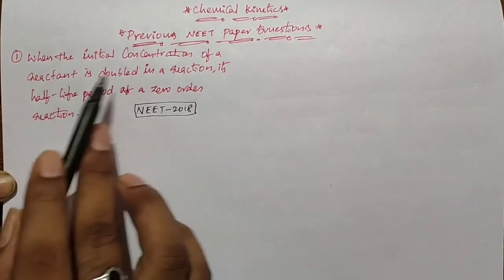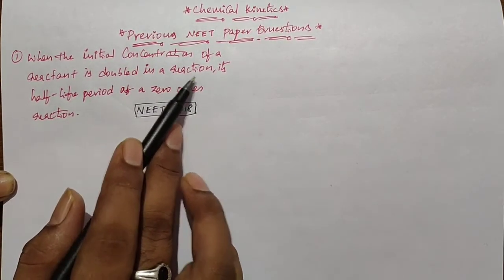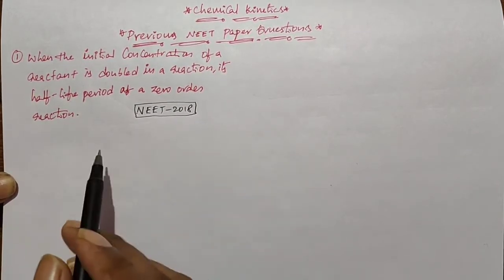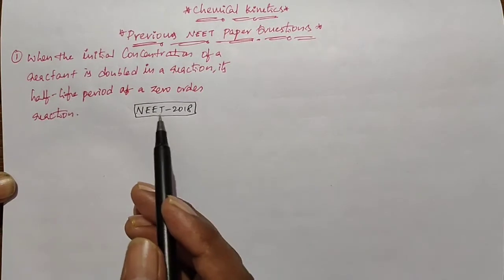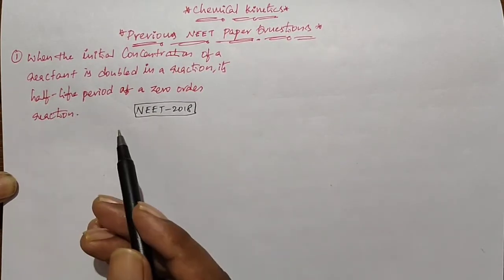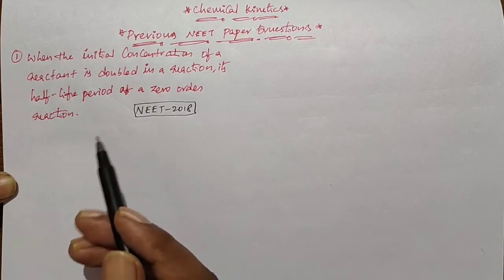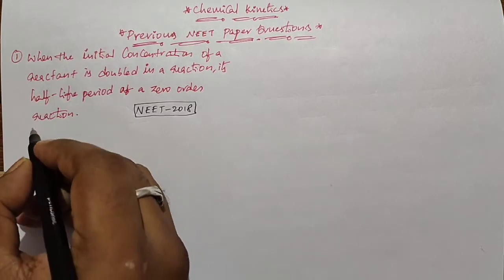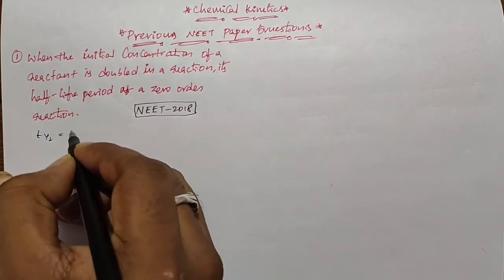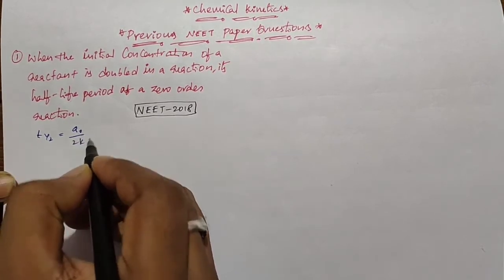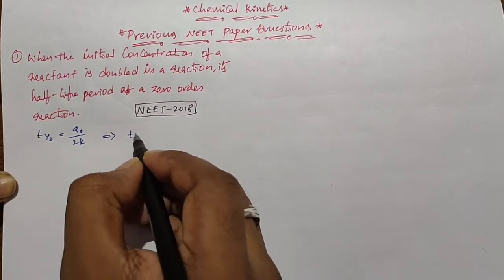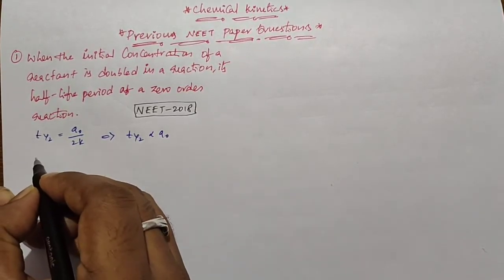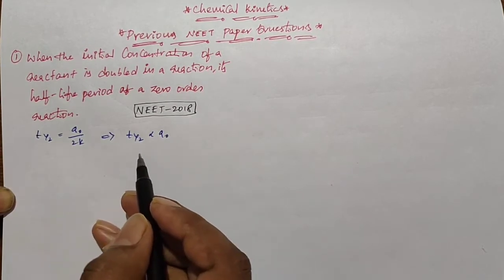When the initial concentration of a reactant is doubled in a reaction, what happens to the half-life period of a zero-order reaction? So the given reaction is a zero order reaction, and it asks the half-life when the initial concentration of the reactant is doubled. Generally the formula for the half-life of a zero order reaction is t half is equal to a naught by 2k. So based on this, the half-life of a zero order reaction is directly proportional to the initial concentration. It means if the initial concentration is doubled, the half-life also doubles.